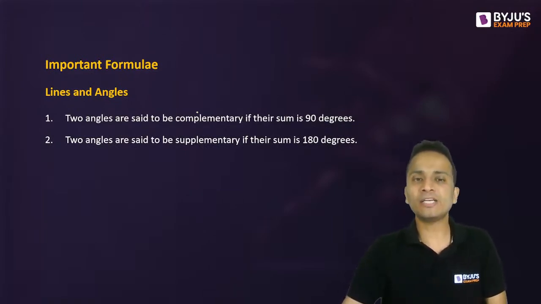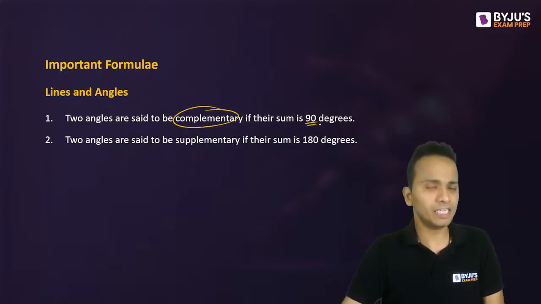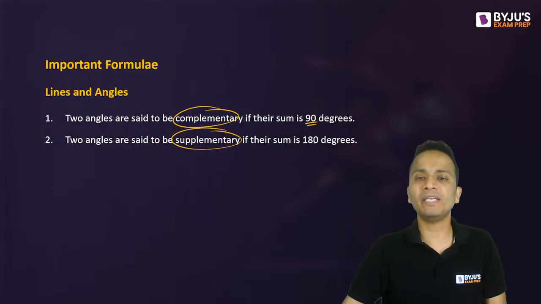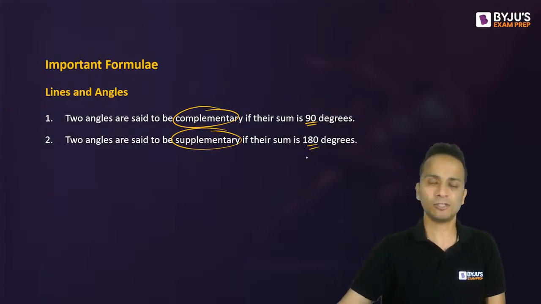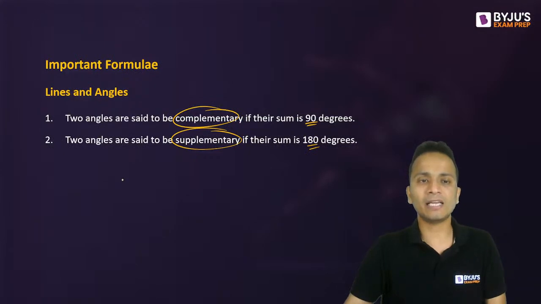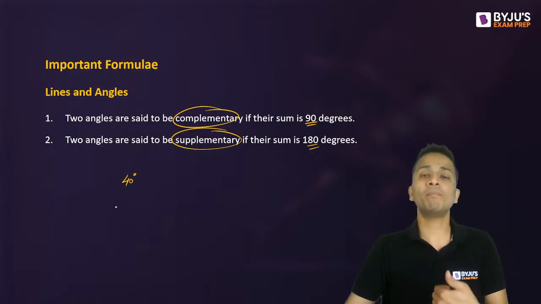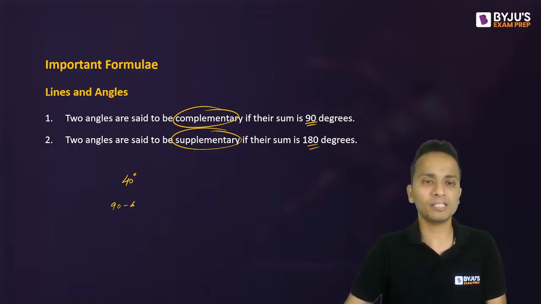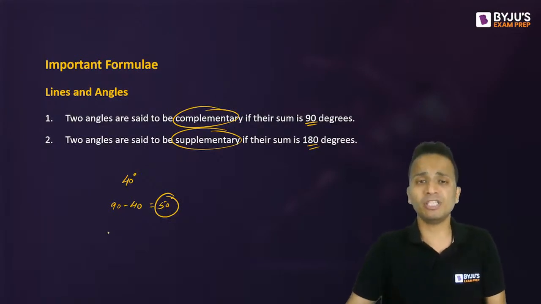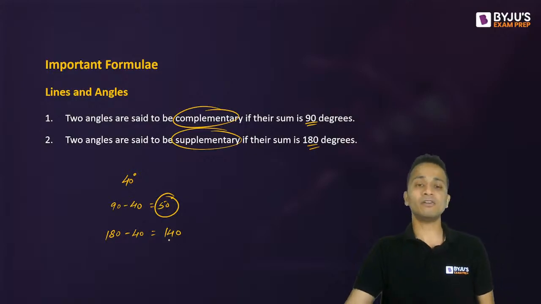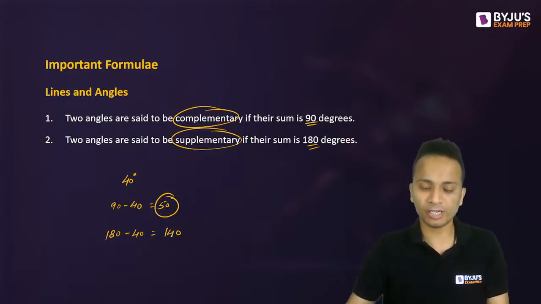Now, two angles are said to be complementary when their sum is 90 degrees, and two angles are said to be supplementary if their sum is 180 degrees. Okay, so I'll take an example. Let's say there is an angle which is 40 degrees. Now, the complement of 40 degrees will be 90 minus 40, that is 50 degrees. Similarly, if I am looking for the supplement of 40 degrees, you will subtract it from 180. So 180 minus 40 is 140. So 140 is the supplement of a 40-degree angle.